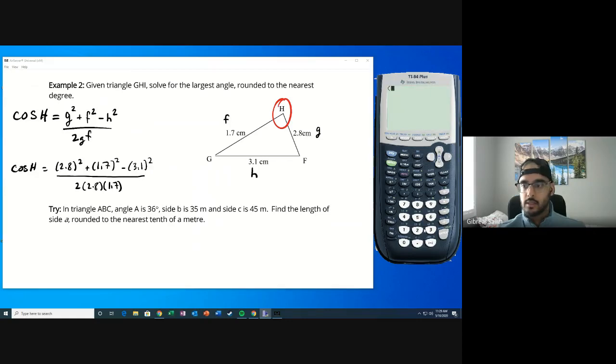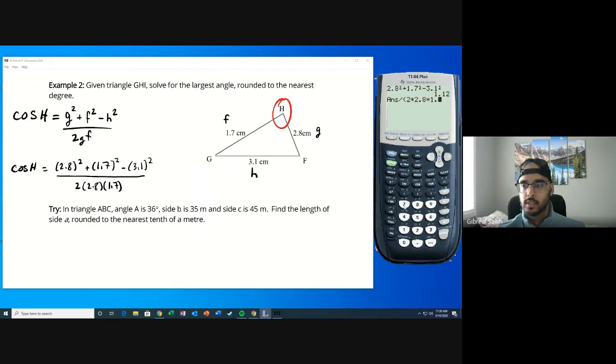So let's do 2.8 squared plus 1.7 squared minus 3.1, and we'll square that as well. Enter. So I get 1.12 for the top, and we're going to divide it by everything on the bottom. So I'm going to put a first set of brackets, then we're going to put everything inside.